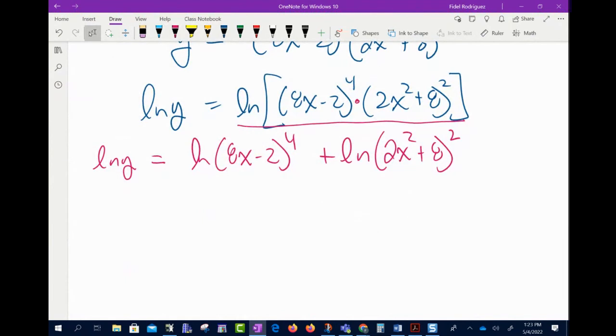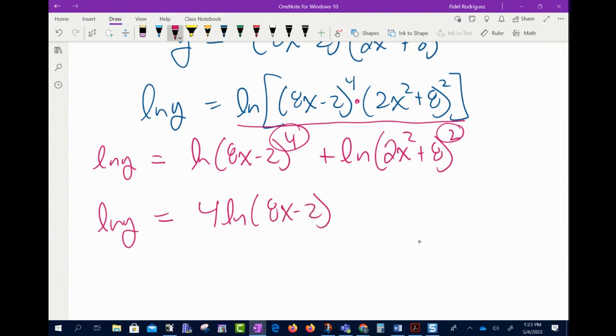We're going to use one more log property, you guys. So we're going to go natural log of y equals. One of the other properties says when you have exponents, those exponents can move down to the front.